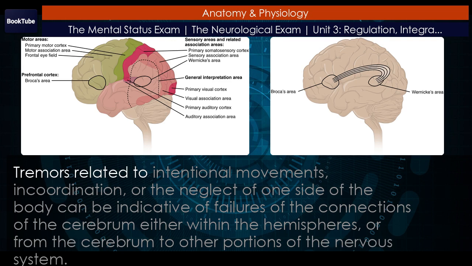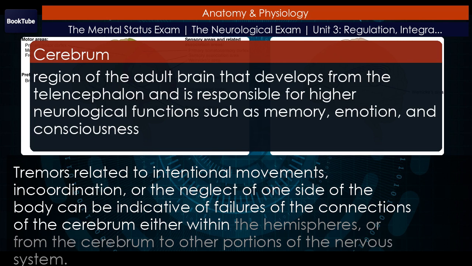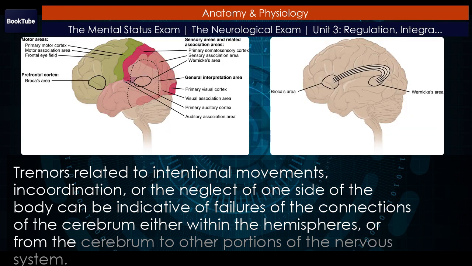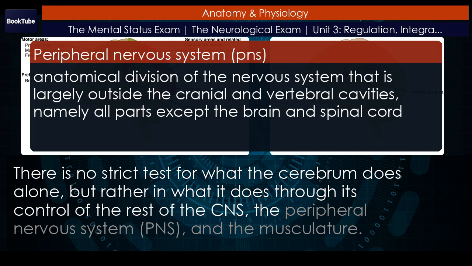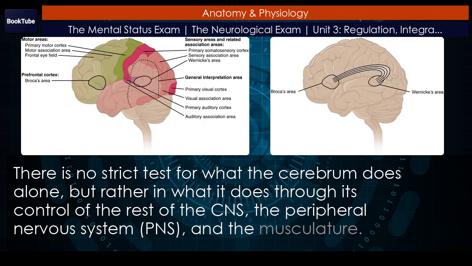Tremors related to intentional movements, incoordination, or the neglect of one side of the body can be indicative of failures of the connections of the cerebrum either within the hemispheres or from the cerebrum to other portions of the nervous system. There is no strict test for what the cerebrum does alone, but rather in what it does through its control of the rest of the CNS, the peripheral nervous system, PNS, and the musculature.